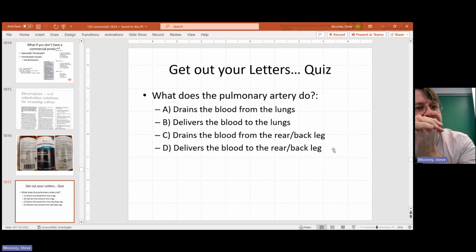So pulmonary artery, what does it do? It's an artery, so what's it going to do? It's going to drain or deliver? Deliver. So it's delivering to something, going away from the heart. So your choices are delivers blood to the lungs, delivers blood to the rear or back leg. Pulmonary is what? Lungs. Pulmonary artery feeds the lungs, delivers blood to the lungs.